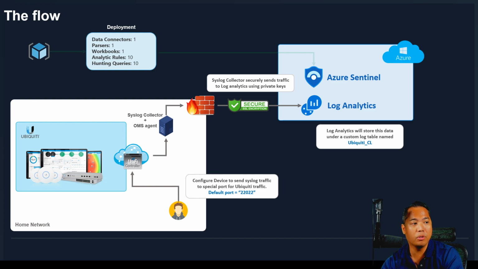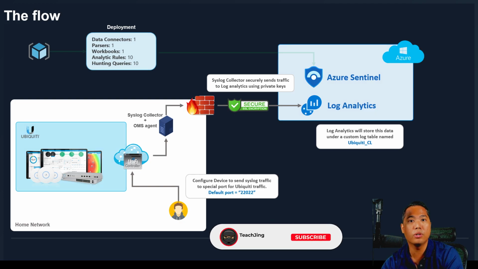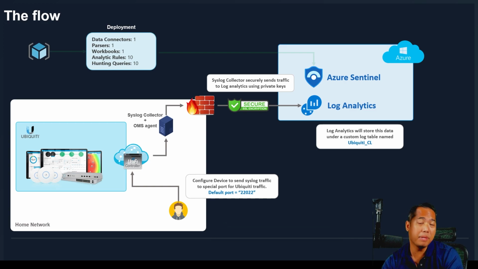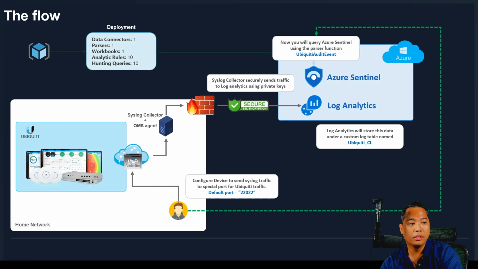That data is going to be stored under a custom log table called Ubiquiti_CL, indicating custom log, okay? So it's going to be a special table. Now, you're going to then query Azure Sentinel, and you're going to query that special parser function, called UbiquitiAuditEvents, that's already been parsed. That's what we call a parser. It's parsing that raw log and making it into a format that you can work with.